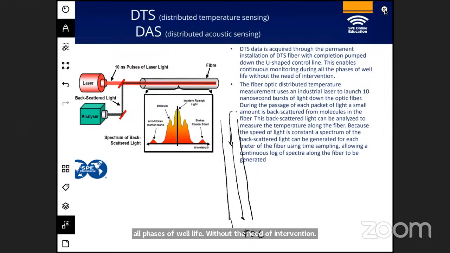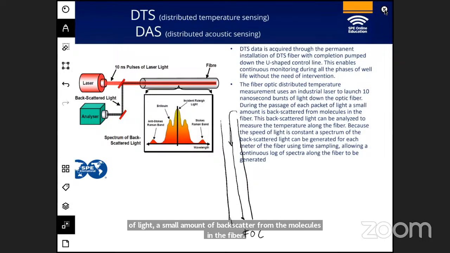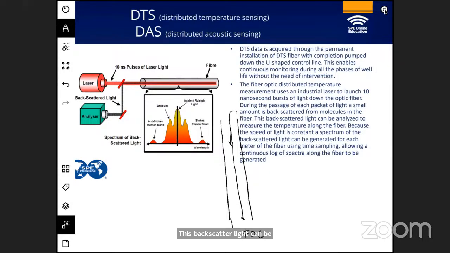The fiber optic distributed temperature measurement uses an industrial laser to launch a 10 nanosecond burst of light down the optic fiber. During the passage of each packet of light, a small amount of backscatter comes from the molecules in the fiber. This backscatter light can be analyzed to measure the temperature profile along the fiber. Because the speed of light is constant, a spectrum of backscatter light can be generated for each meter of the fiber using time sampling, allowing a continuous log of spectra along the fiber to be generated.